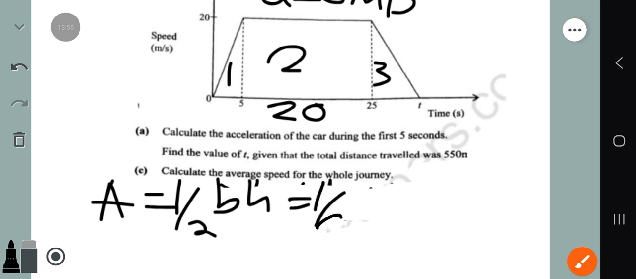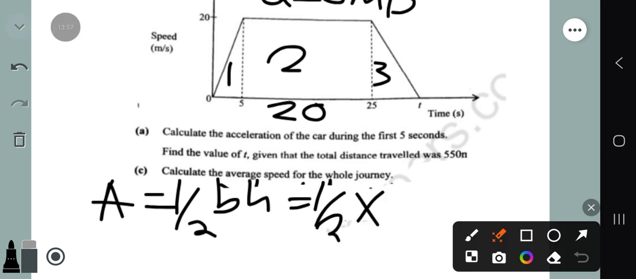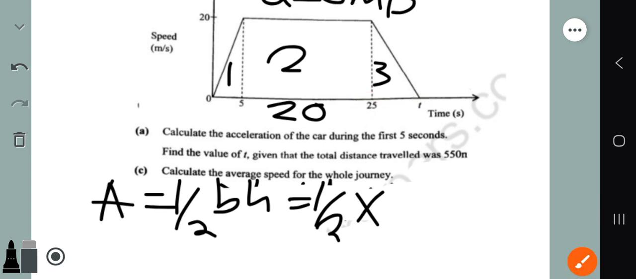So 1 over 2 times base. Now, what is the base of this triangle? You need to find, remember this triangle is starting from 25, ending up to t. So I need to find the difference in t. So I'm going to say t minus 25. And remember, I'm looking for t, all right?